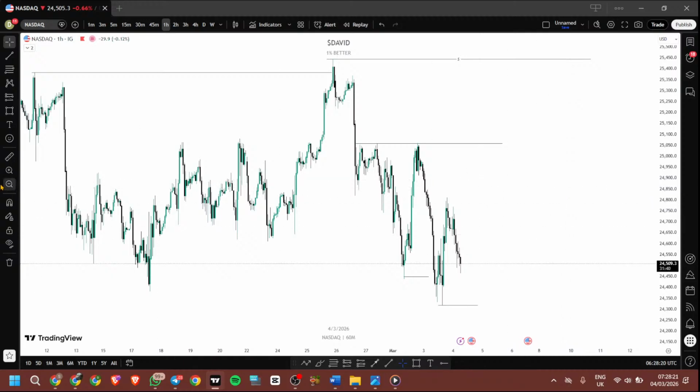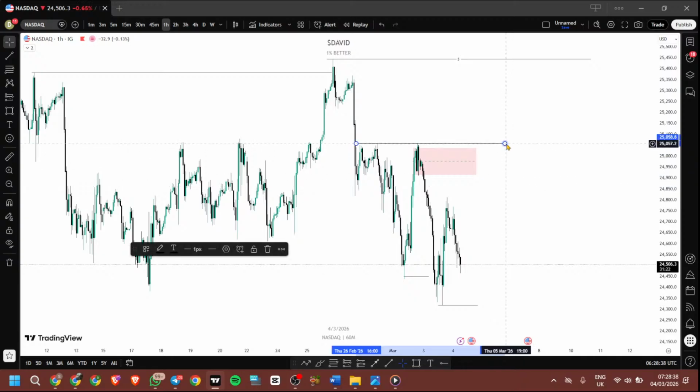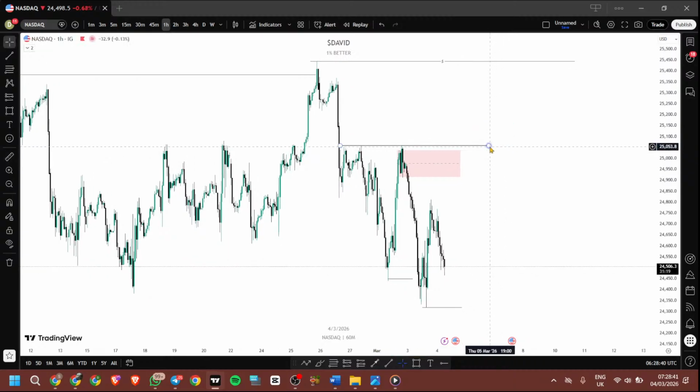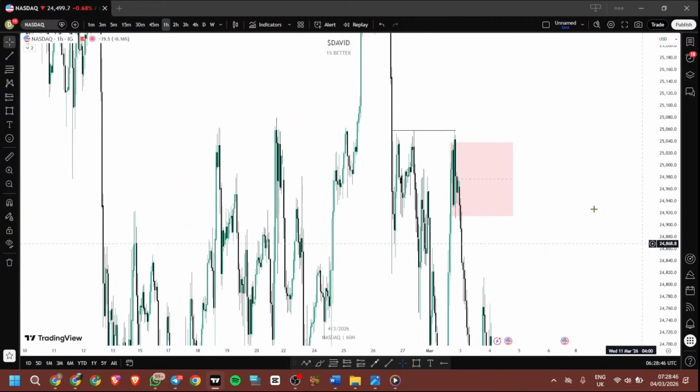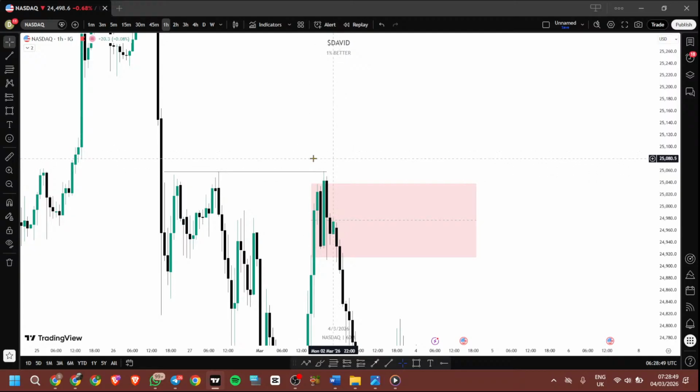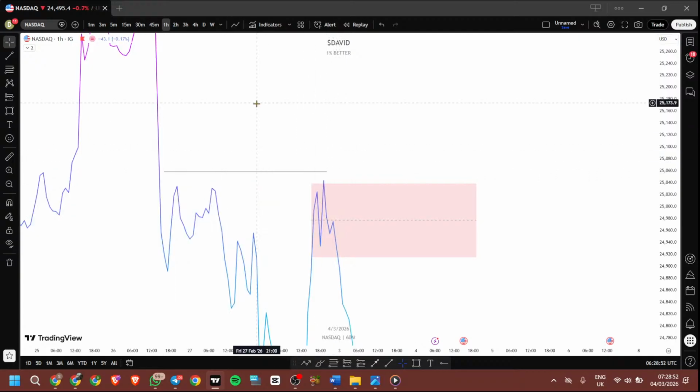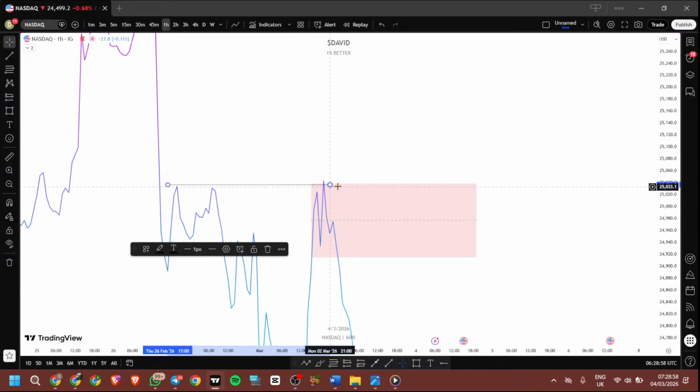Nasdaq is getting tricky and tricky and tricky. Unmitigated point of interest here on the lower time frame. Remember, we didn't get a manipulation. Or did we? I guess we did. If you look closely, this was the little manipulation right here.